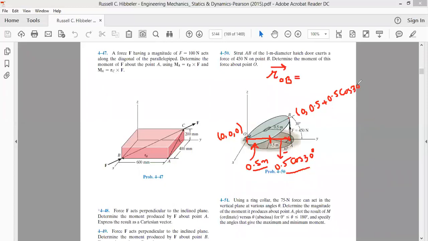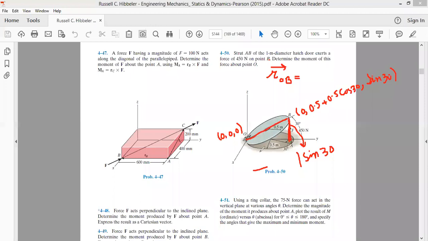Now, how do we find the z coordinate? That's very easy now. Let's erase this much. The z coordinate of point B is the distance from here to here. This total distance is 1 meter, because the lid has the diameter of 1 meter. Therefore, this distance will be 1 sine of 30 degree. So this is the z coordinate of point B. So sine 30 degree will be the z coordinate of point B. These are the x, y, and z coordinates of point O and point B.